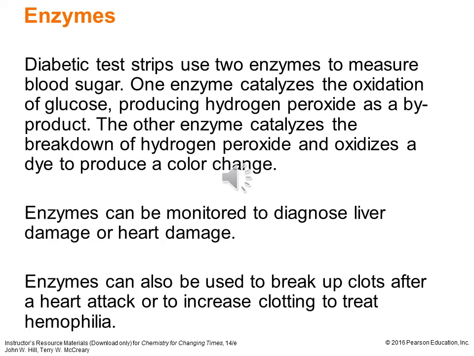As we see, one enzyme will cause the oxidation of glucose and produce hydrogen peroxide as a byproduct, and then that other enzyme breaks down the hydrogen peroxide and oxidizes a dye to give a color change. Based on the color that you get on your strip, you have an indication as to what the blood sugar level is, whether it's in the normal range or whether it's too high or too low.